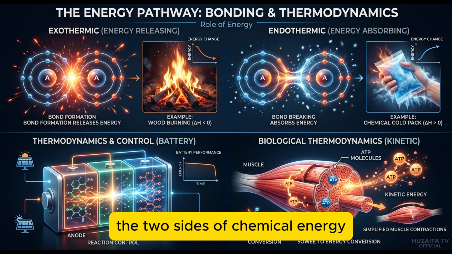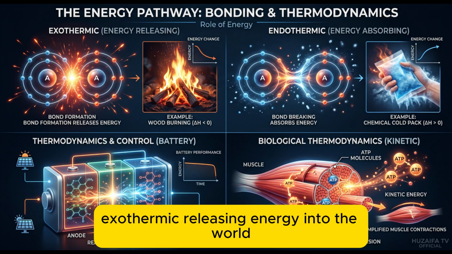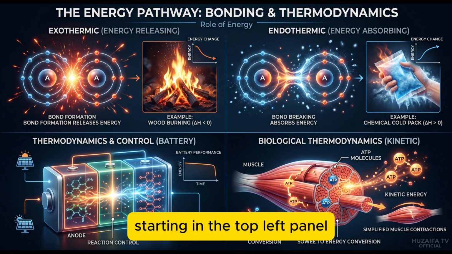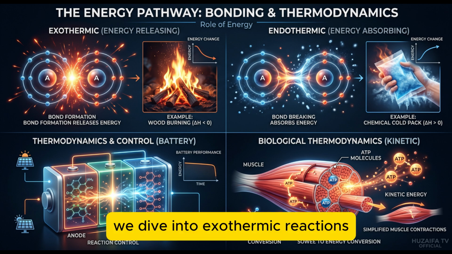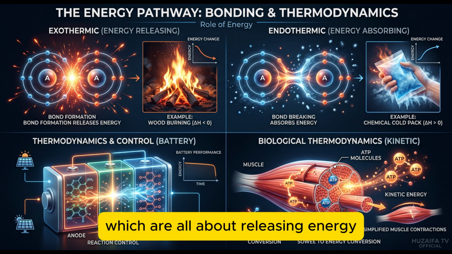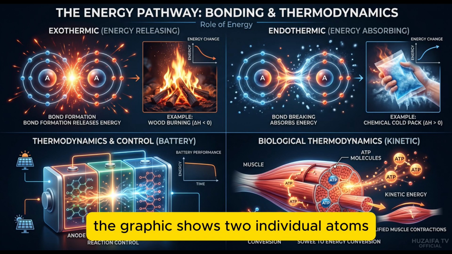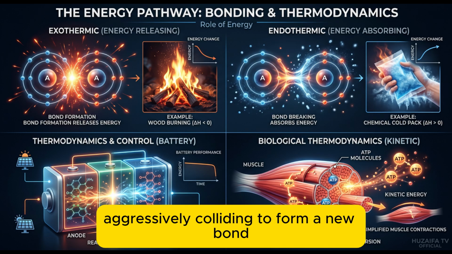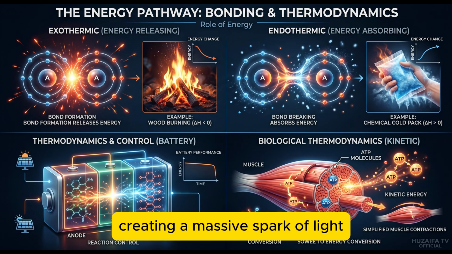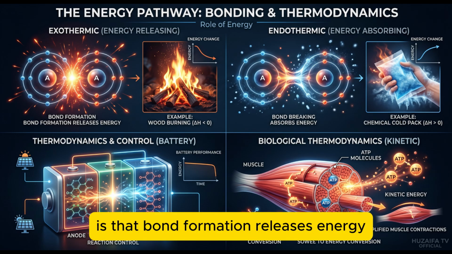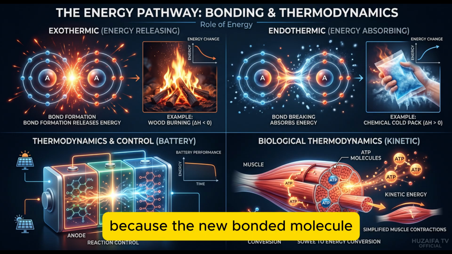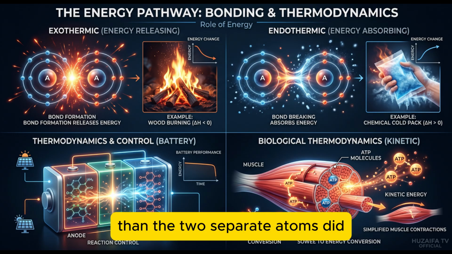The two sides of chemical energy: exothermic, releasing energy into the world, starting in the top left panel. We dive into exothermic reactions, which are all about releasing energy. The graphic shows two individual atoms aggressively colliding to form a new bond, creating a massive spark of light. A fundamental rule of chemistry is that bond formation releases energy, because the new bonded molecule requires less stored energy to exist than the two separate atoms did.